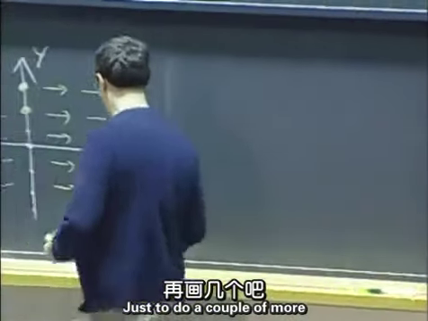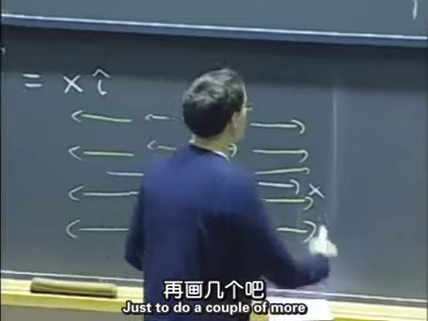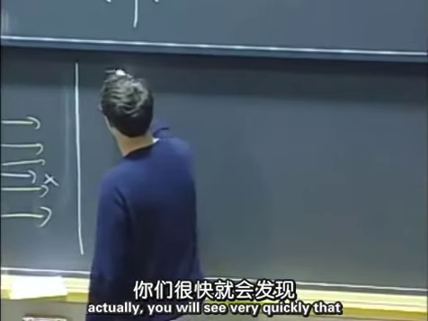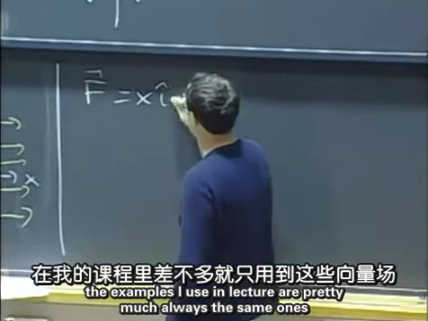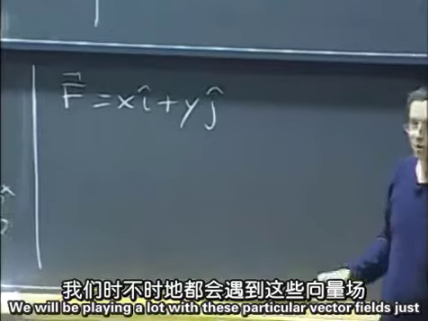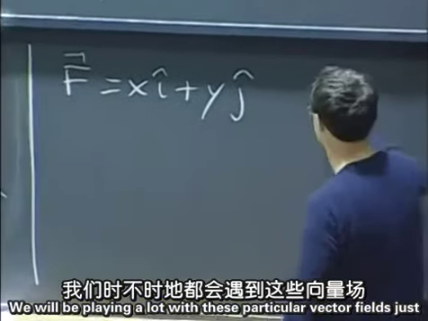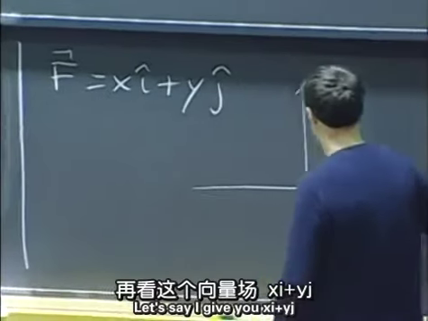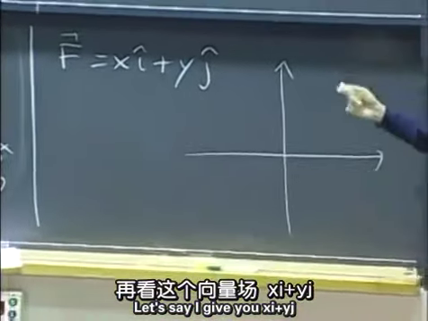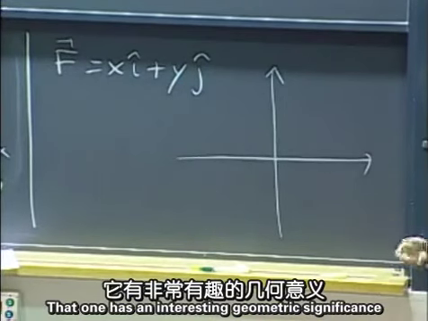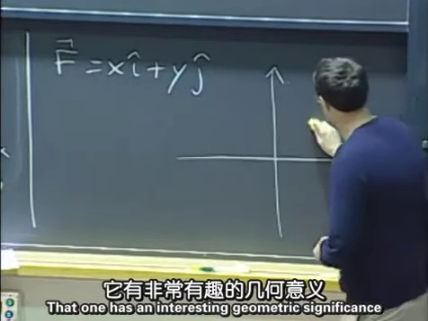So just to do a couple more. You'll see very quickly that the examples I take in lecture are pretty much always the same ones. We'll be playing a lot with these particular vector fields, just because they are good examples. So let's say I give you x i plus y j. That one has an interesting geometric significance.